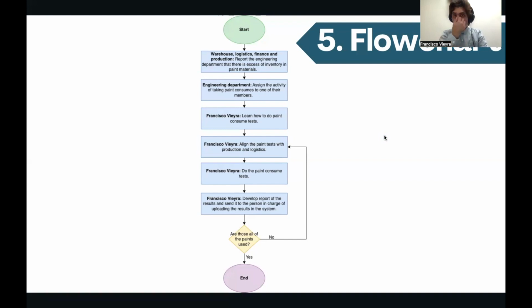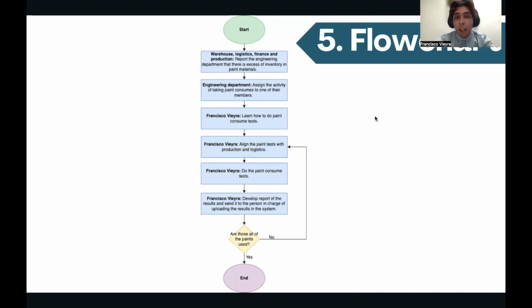how it ended. The first step was to report to the engineering department that there is an excess of inventory in paint materials. This was done by warehouse, logistics, finance, and production. Then the engineering department assigns the activity of taking paint consumes to one of their members. That member is me. I took the consumes for the test to see how much paint is really consumed.